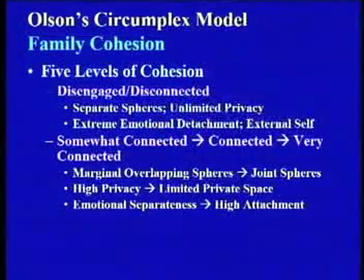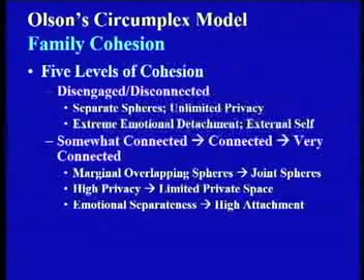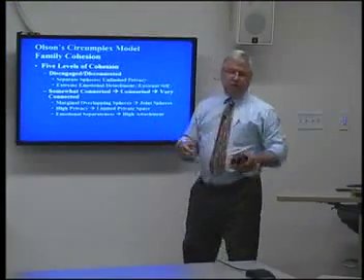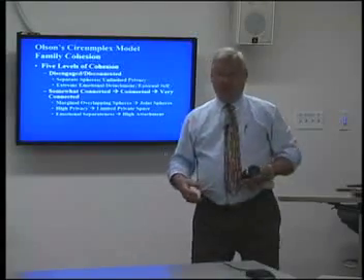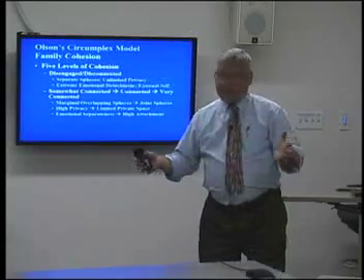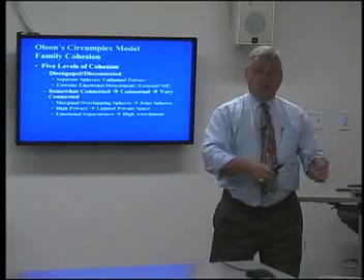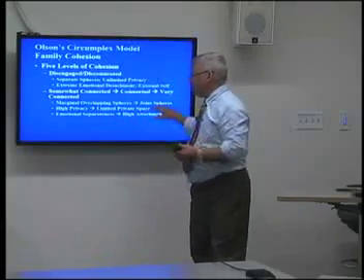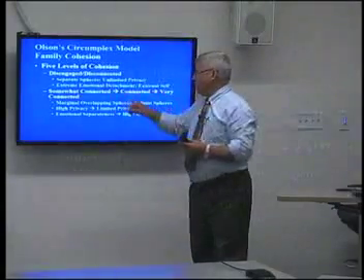The middle 3 categories of cohesion, as I said, remember he says the middle is what's optimal, are somewhat connected to very connected. And as you move from somewhat connected to very connected, you go from marginal overlapping spheres, where you do few things together and there's a lot of separateness in your activities, to joint spheres. You do a lot of things together. If people like different activities, that's fine, but you do them together. So we'll go to the soccer game this week, and next week we'll go camping, etc. That would be more of a joint spheres kind of system, and that's an indication of very connected.